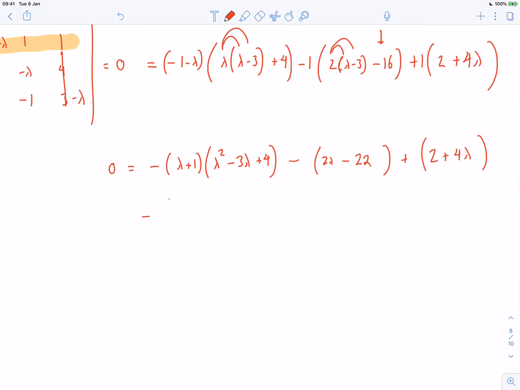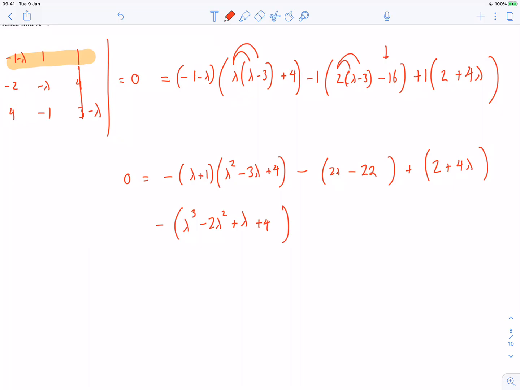Let's tidy up. I've got minus lots of. Now I'm going to have a lambda cubed popping out from lambda times lambda squared. In terms of lambda squared, I'm going to have 1 lambda squared there, but minus 3 lambda squared there. So it's a net result of minus 2 lambda squared. Now in terms of lambda, I'm going to have 4 lambda there and a minus 3 lambda there. So it's going to contribute to a positive 1 lambda. And then finally, in terms of the constant terms, I'm just going to have 1 times 4, so that's a plus 4. If I distribute the rest out, I'm going to have minus 2 lambda minus 22 is plus 22, and then plus 2 plus 4 lambda.